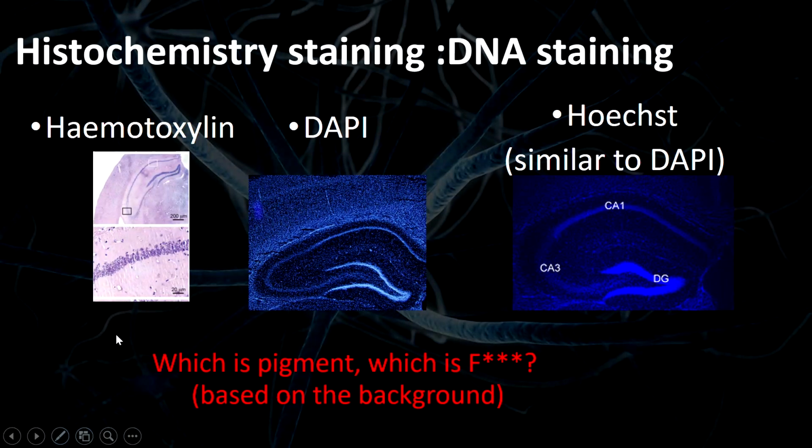Can you tell which one is pigment, which one is the F word, fluorophore? This one is a pigment. Why is that? Did you see the background is white, is bright, and the background of these 2 slides are dark. So if these 2 are fluorophore, that means you have to use our fluorescent microscope to see the result, right? But for this one, you don't need a fluorescent microscope. A regular light microscope will do your work.